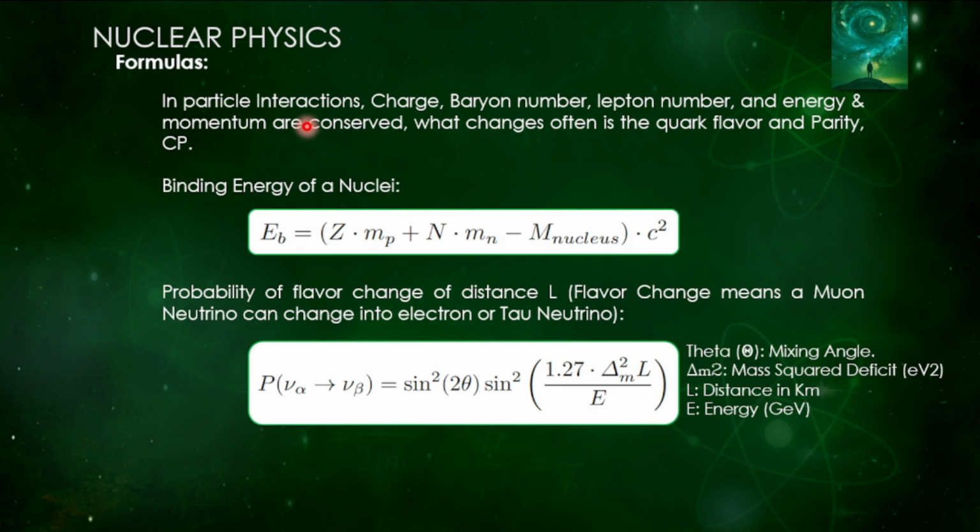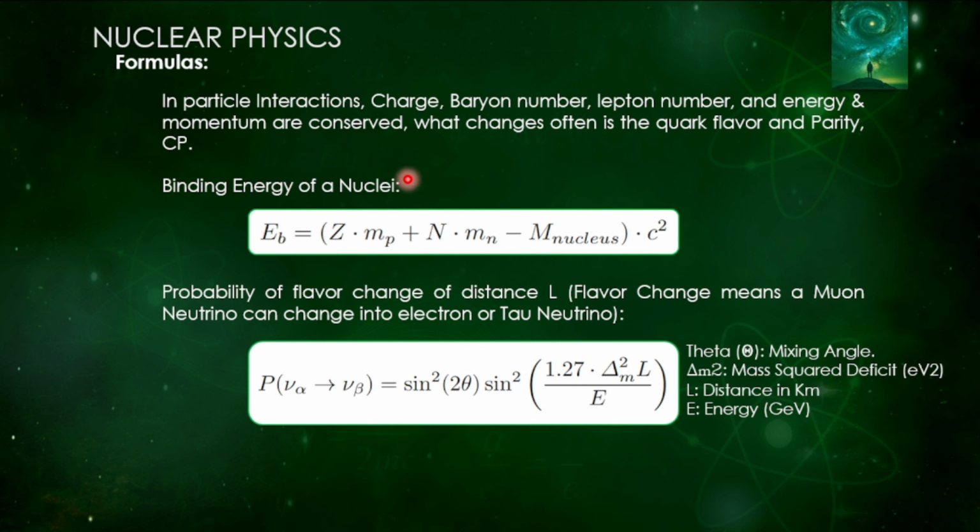All right, in particle interactions, charge, baryon number, lepton number, energy and momentum are conserved. What changes often is the quark flavor, the type of quark, meaning if up, it might flip to down, or parity. So, first of all, let's check what would be the binding energy of a nucleus.